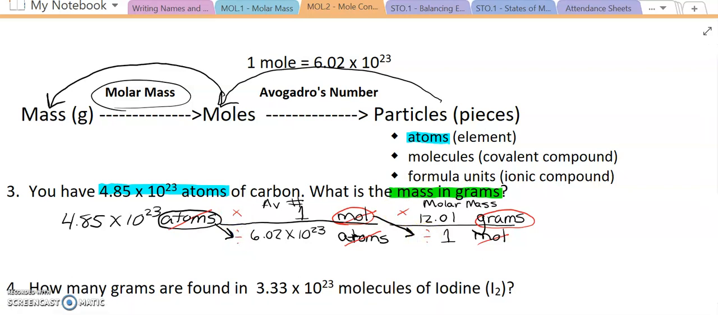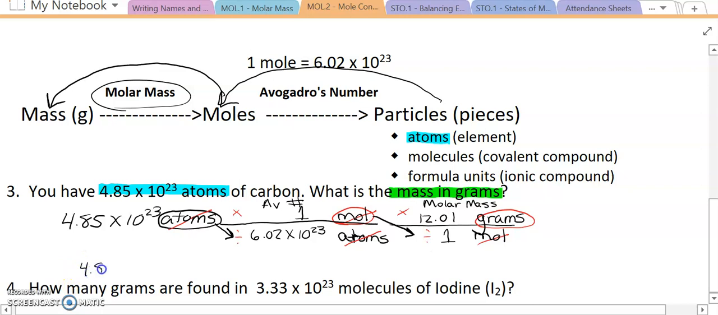So what I'm going to punch into my calculator is going to be 4.85. Now I have scientific notation, so I'm either going to use my EE or my EXP button, and I'm going to put in 23. I'm going to take it times 1. I'm going to take it times the 12.01. I'm going to divide by 6.02. Again, I'm going to use EE or EXP and not try to put it in my calculator the other way. I'm going to put 23, and I'm going to divide by 1.